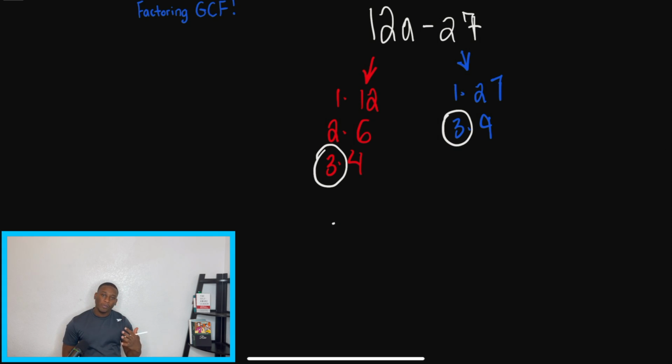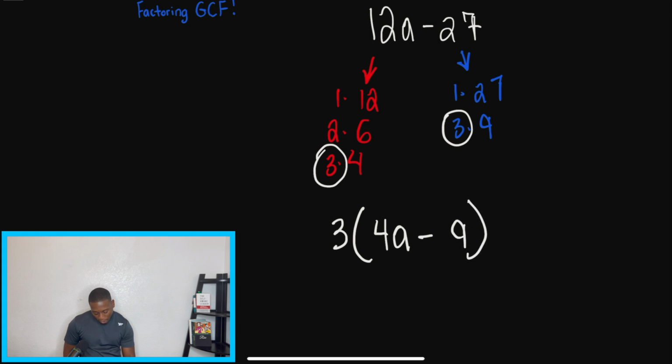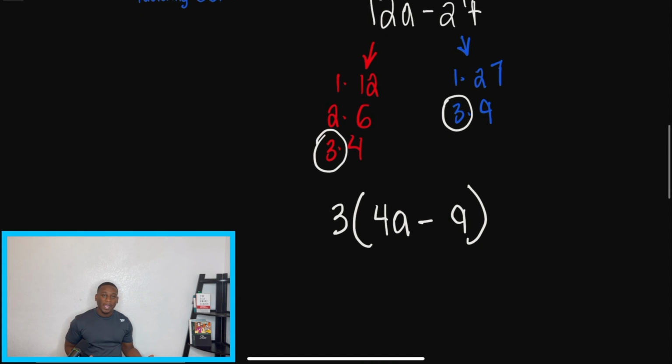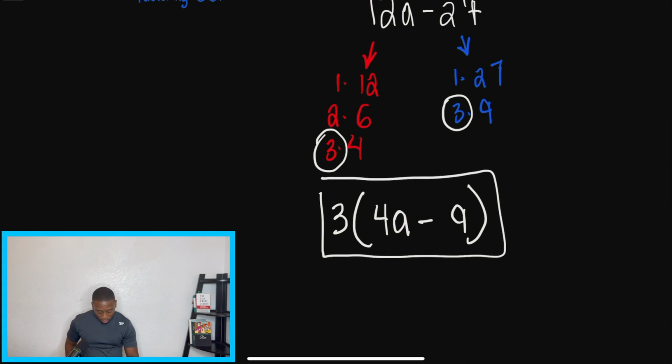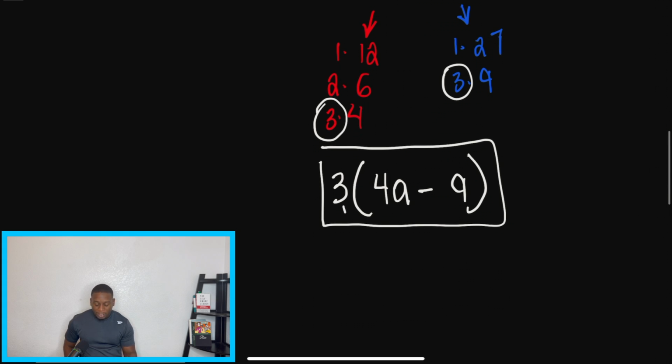So when I pull out the greatest common factor of 3, we're going to have that common factor outside. And then inside the parentheses, we're going to have 4a minus 9. And understand, guys, all we did was divide. And the goal of this is just to simplify it to lower terms, right? Basically divide.